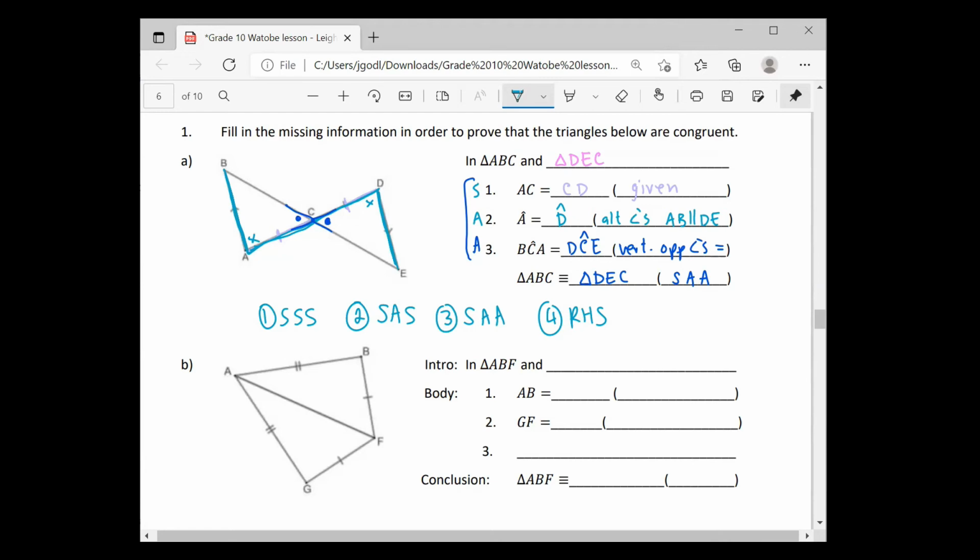How are we doing? Are we finding 1 and 2 easy and then struggling with the third reason? Where are we at? Nice. I like it. Okay. AB is definitely equal to AG, and our reason for that would be given. We also need to talk about which triangles we're working in. So in triangle ABF and triangle AGF. Okay, cool. I'm happy with those first 2 lines.